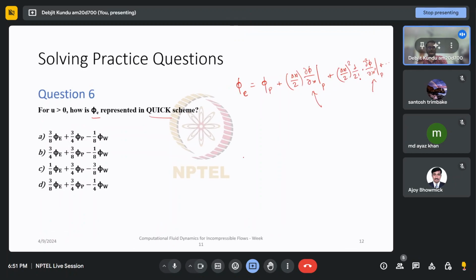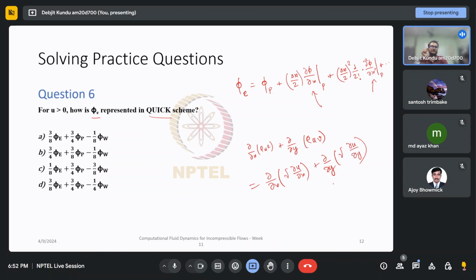So in question number 1, what we had is the convection diffusion equation, the momentum transport equation. So it's dou dou x of rho u square plus dou dou y of rho u v equal to dou dou x of nu into dou u dou x plus dou dou y of nu dou u dou y. So these two are second order terms, right? So the order would be 2, and these two are order 1 terms. So the highest order is 2.